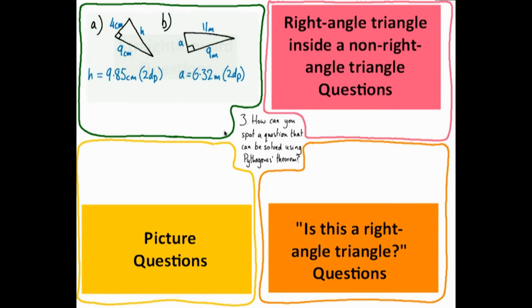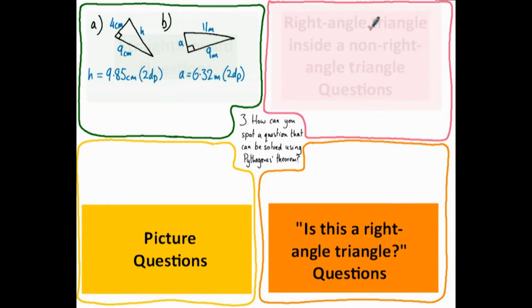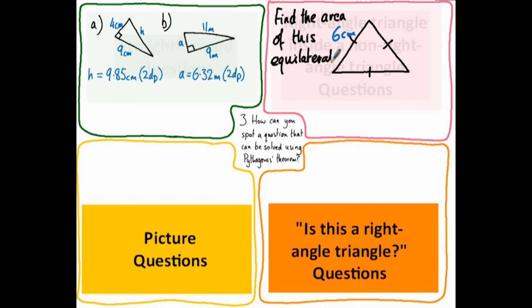Okay. A right-angled triangle inside a non-right-angled triangle. Here's an equilateral triangle. All 3 sides are the same. And the question says, find the area of this equilateral triangle. Now, I know that the formula for the area of a triangle is the vertical height times the base divided by 2. But I can't find the vertical height. But I can with Pythagoras.